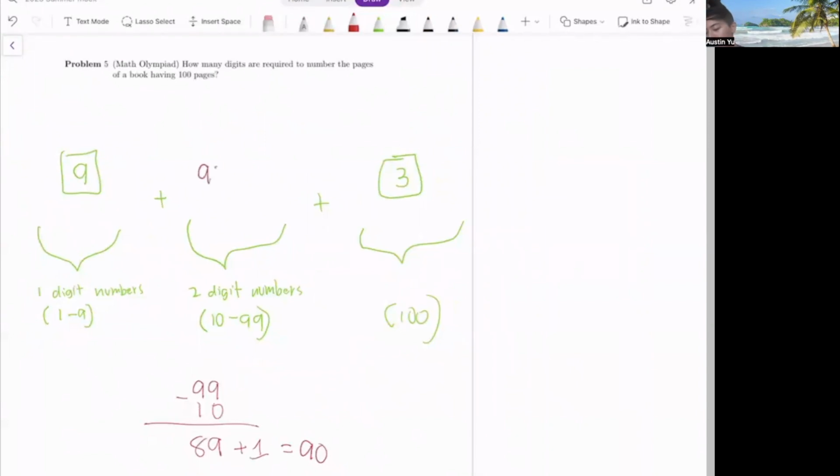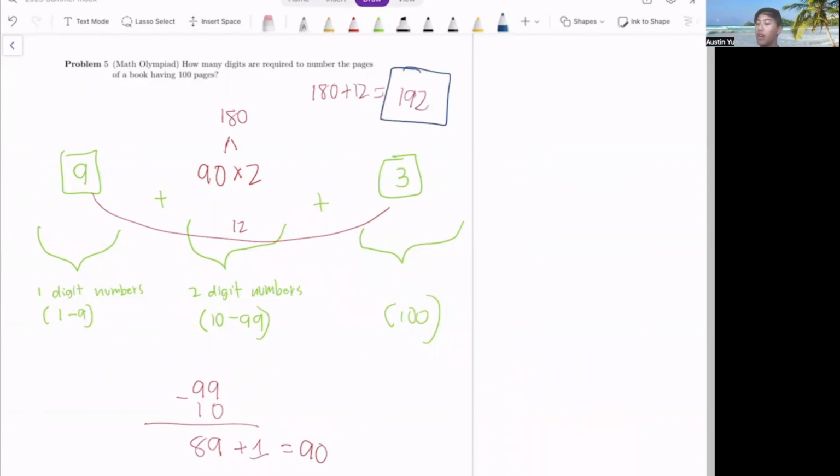So therefore, we do 90 times the 2 digits in each number equals 180. So we can do 9 plus 3, which is just 12. And then finally, 180 plus 12 equals 192. So there are 192 digits required to number the pages of a book having 100 pages.